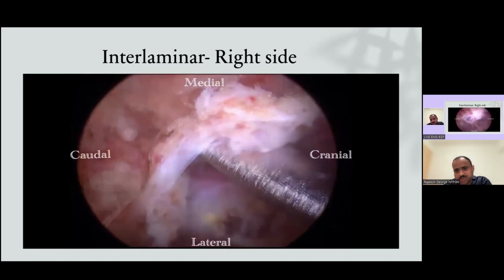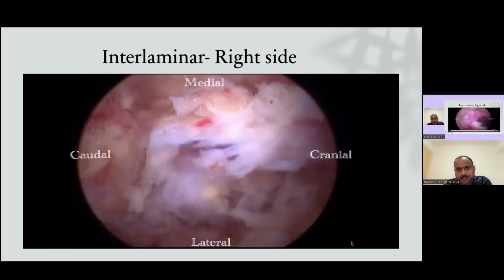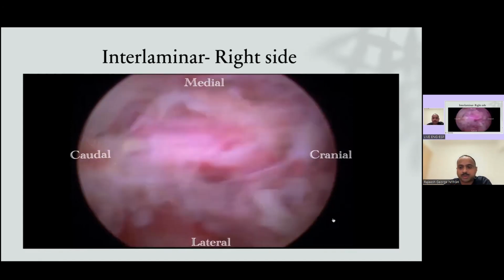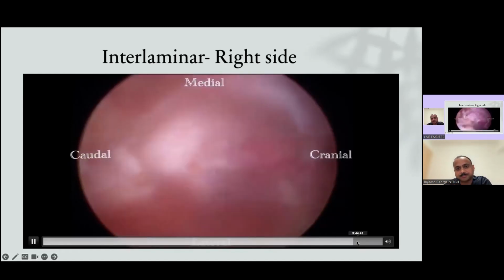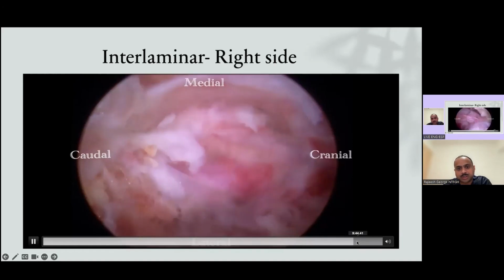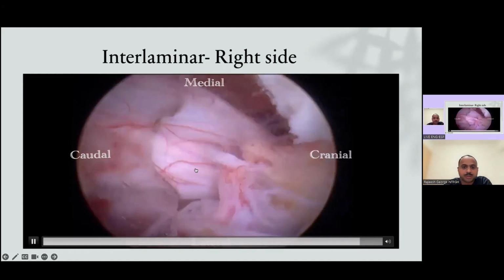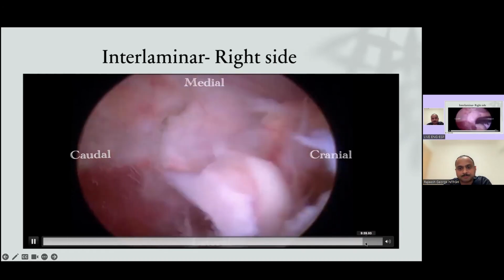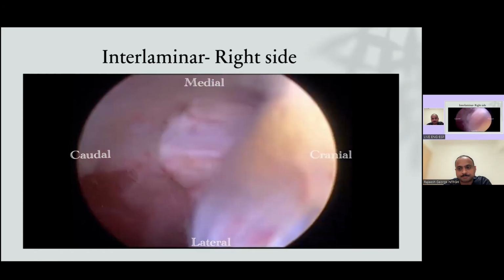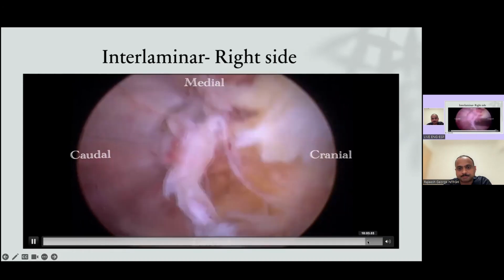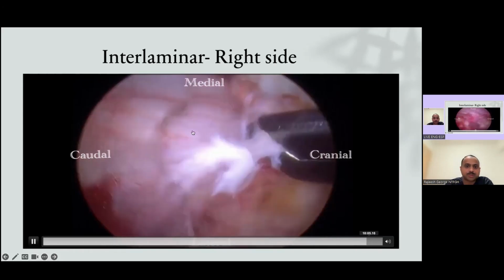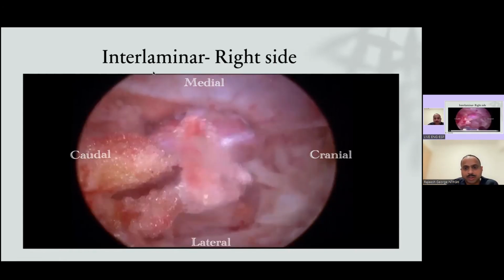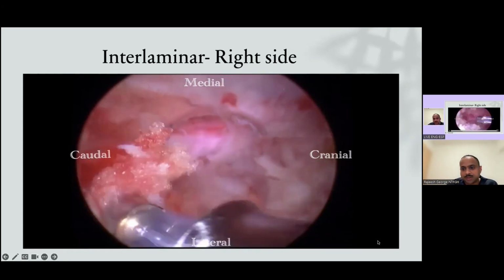So now the nerve root is visible, and then you're more confident about where your neural elements are. Then you complete the rest of it. So at the end, you have the dura in the middle, and then you have the traversing nerve root, which is free. So the nerve root is free and it's confirmed, and then at the end there will be some hemostasis.